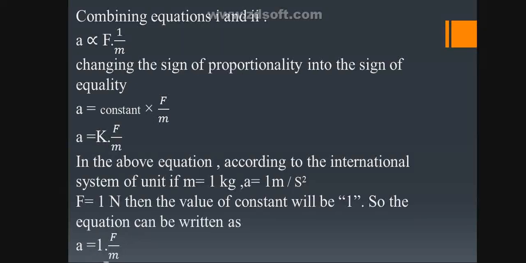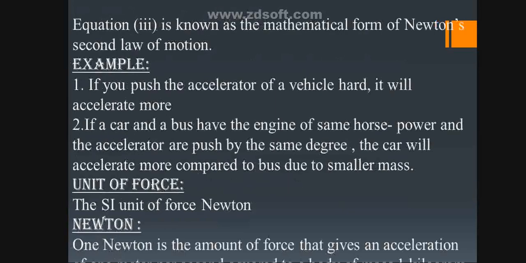Now cross multiply: ma equals F. So this is the mathematical form of Newton's second law of motion. F equals ma is the mathematical form of Newton's second law of motion, right?